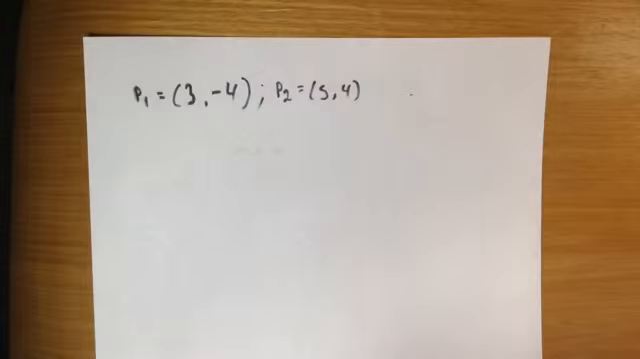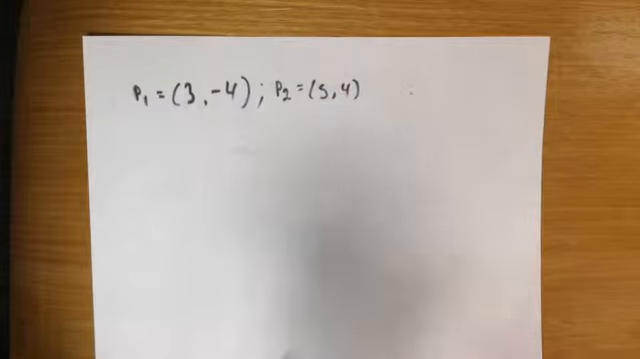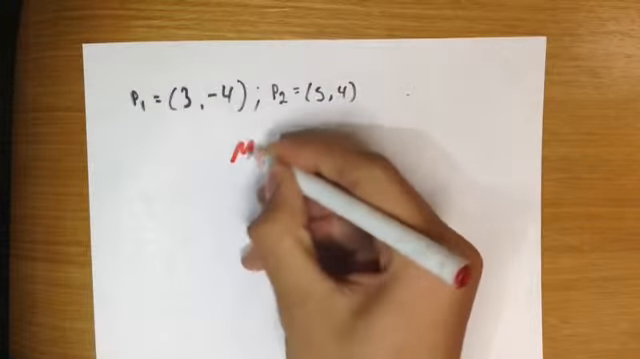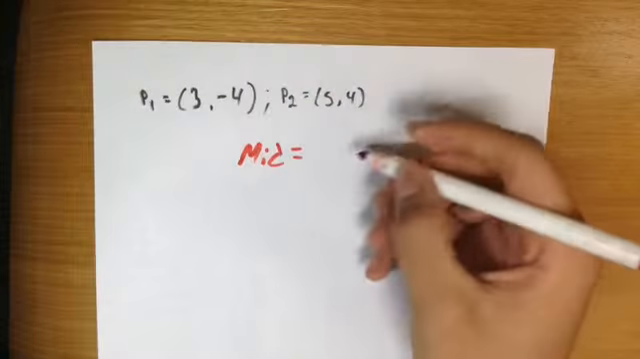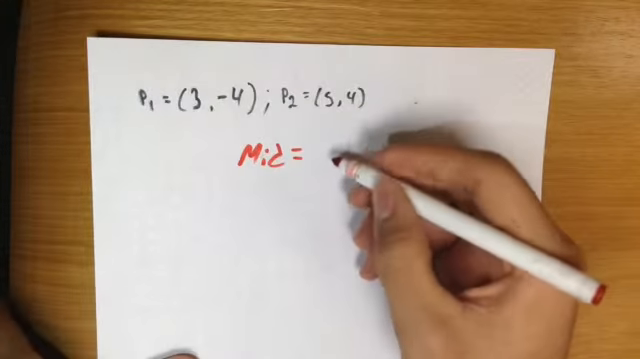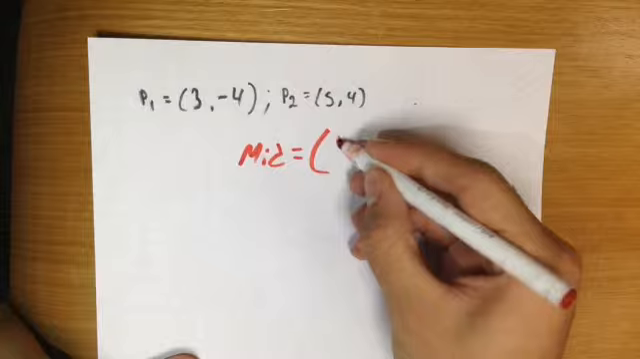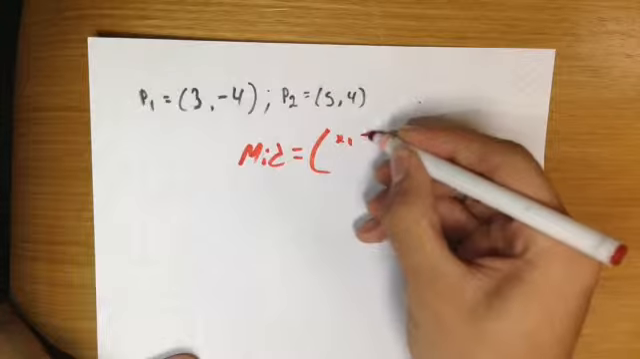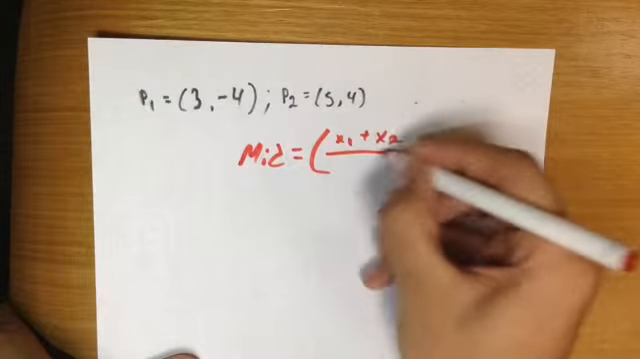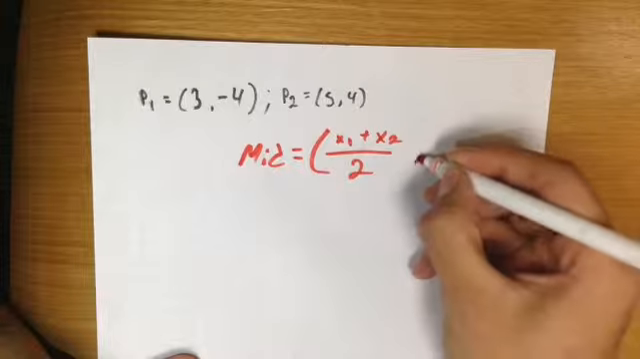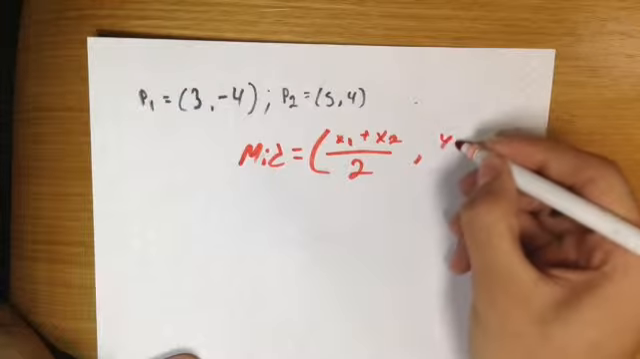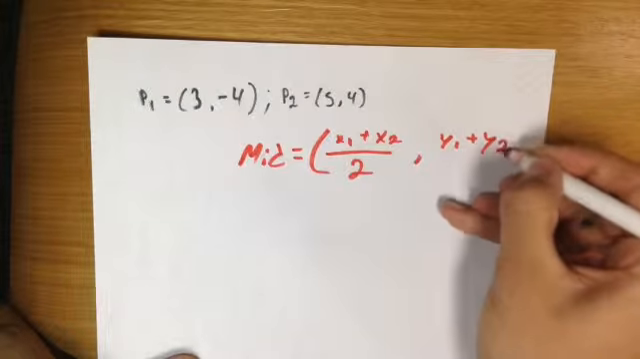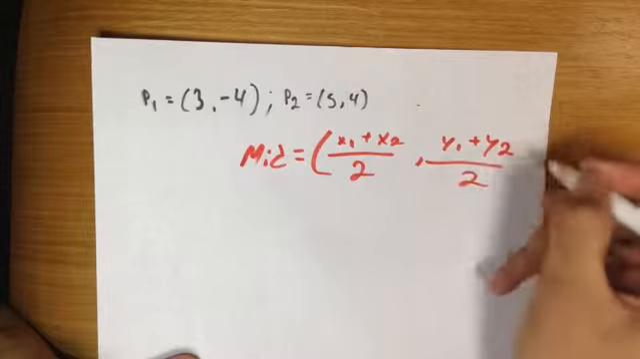Hello guys, today we're going to be using the midpoint formula to find the midpoint of line segments point 1 and point 2. The midpoint formula goes as such. We're going to say that's the midpoint, and it equals x1 plus x2 over 2, comma, y1 plus y2 over 2 as well.